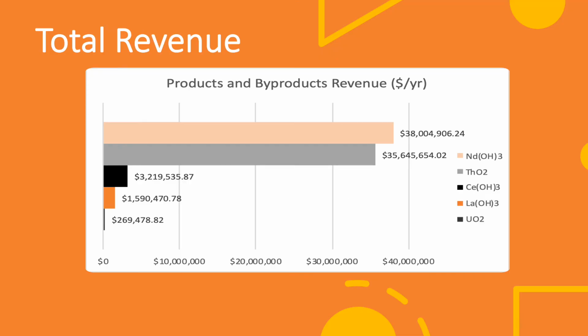Since both processes make the same products and have the same recovery rate, the total revenue is the same for both. Total revenue is found by multiplying the kilograms per hour flow of each product by its sell price. Dollars per hour was converted to dollars per year by multiplying with 8,064, which was the hours in a year that this process would be running. This calculation gives the revenue per year and is used in this chart to show how much each element will make in profit. The 2 biggest money makers were the neodymium and the thorium.